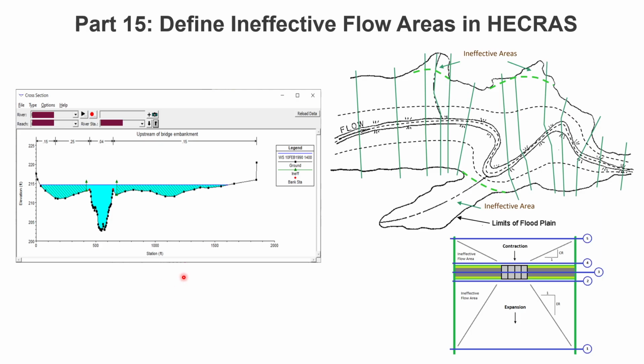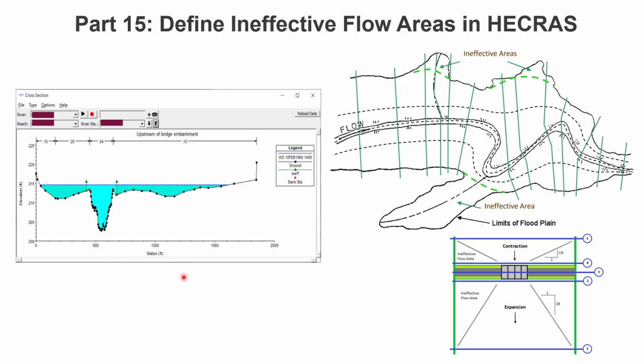In the previous video, we revised the bank stations. We moved the bank stations closer to the transition zone between the channel and the overbank. In this particular video, we are going to be looking at ineffective flow areas and how we can define that in the HEC-RAS editor. But we want to talk about the ineffective areas briefly.